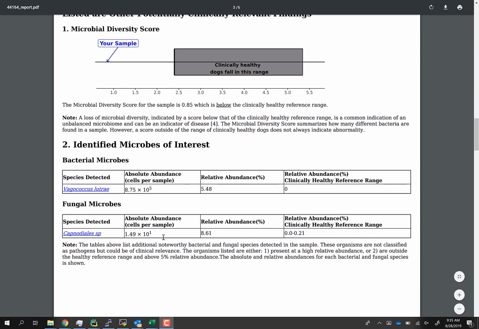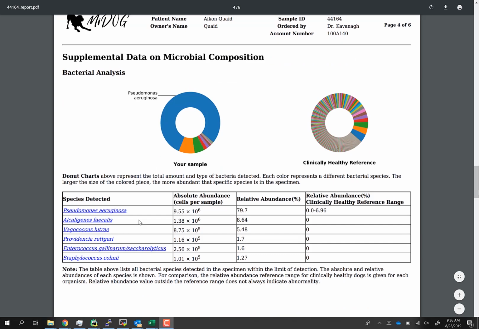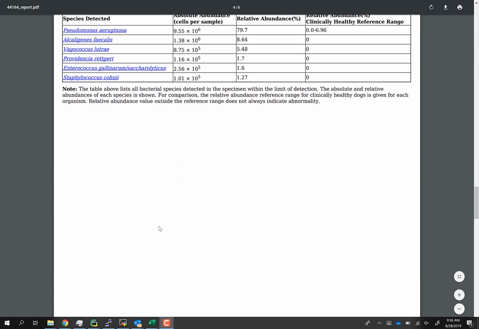These are some other microbes of interest and their abundance in the sample, both bacterial and fungal. This page here consists of the bacterial analysis of your sample. On the right is a normal dog and the bacterial diversity that's on the skin. On the left is the sample that we collected. And as you can see, this blue area is 80% of the sample, and that's the Pseudomonas. And then we repeat our bacterial pathogens that were detected from the most abundant to the least abundant. Again, you can click on these bacterial links and find Google results.